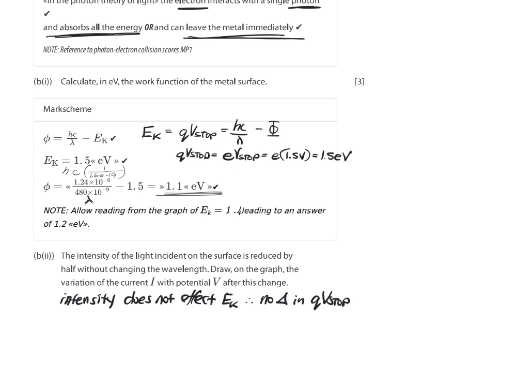Well, we know that the intensity does not affect the kinetic energy of the electrons, so there's going to be no change in QV stop. So the V stop is going to be the same. But intensity does affect the current. If we lower the intensity, which is power over area, there will be fewer photons striking the illuminated plate, meaning there'll be fewer electrons emitted of whatever energy, because we didn't change the actual wavelength, so the energy is the same. There'll just be fewer of them, and so the current is going to decrease because there are fewer electrons.